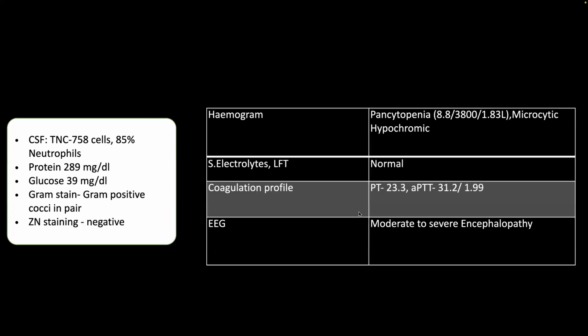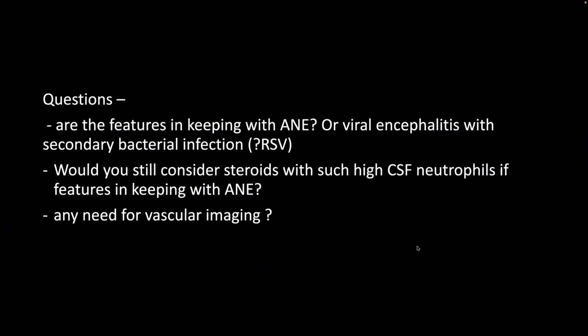CSF has showed a pyogenic meningitis picture. Total count was 558 with a neutrophilic predominance, and protein was 289, where glucose was 39 and BSL was like 110. And gram stain showed gram positive cocci, and ZN stain was negative. So, sir, can you just go to the next slide? So we were thinking this could be a pyogenic meningitis.